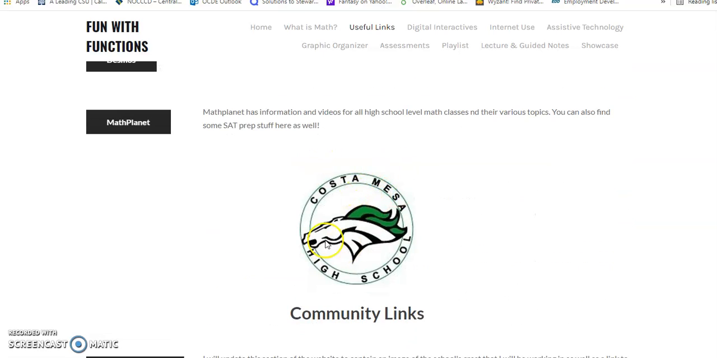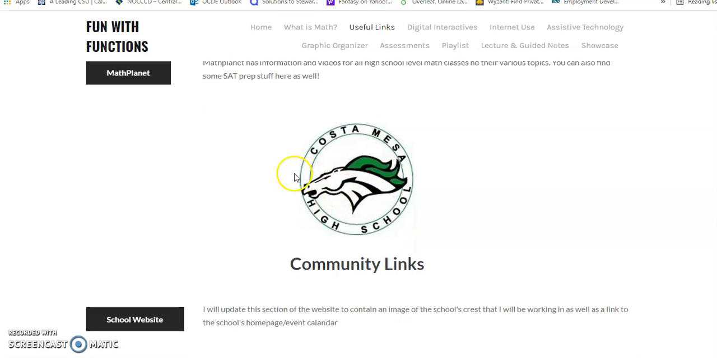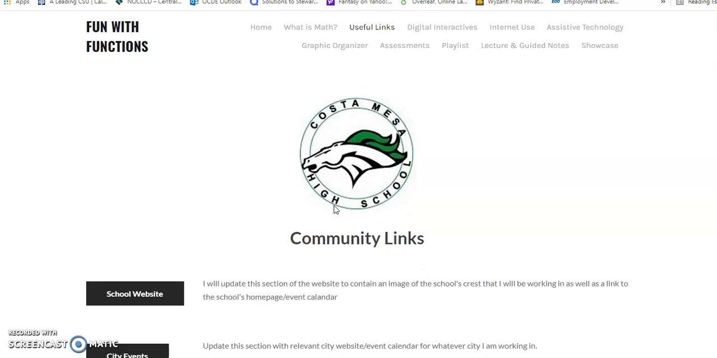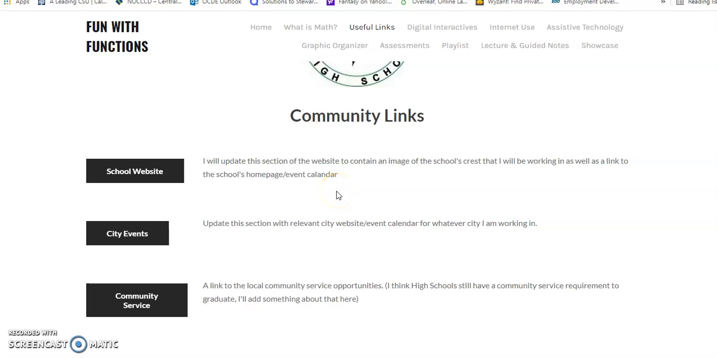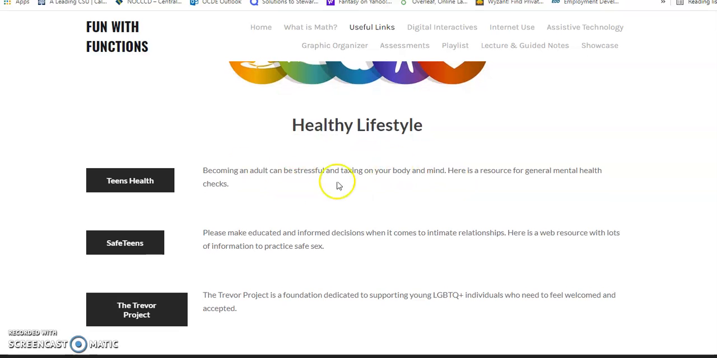Also, I added some community links, which I would update depending on the school I work at. For now, I just have links to my old alma mater, Mesa High, Go Mustangs, class of 2006. Finally, a few important health links directed at teen health. These can be really important.